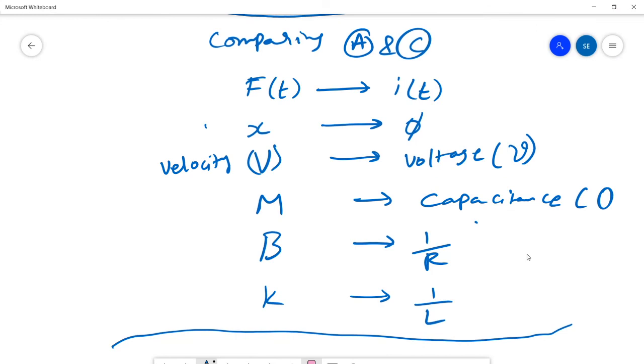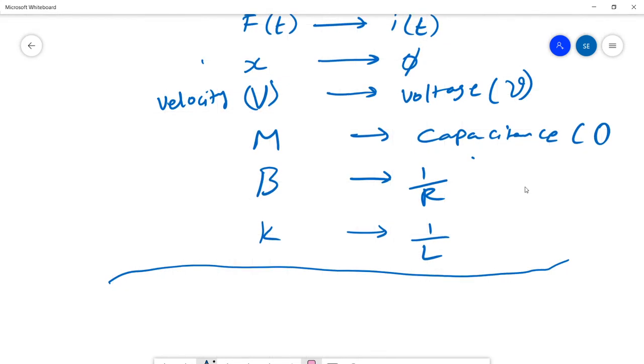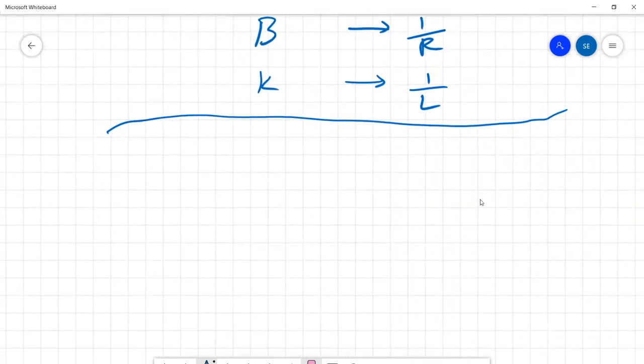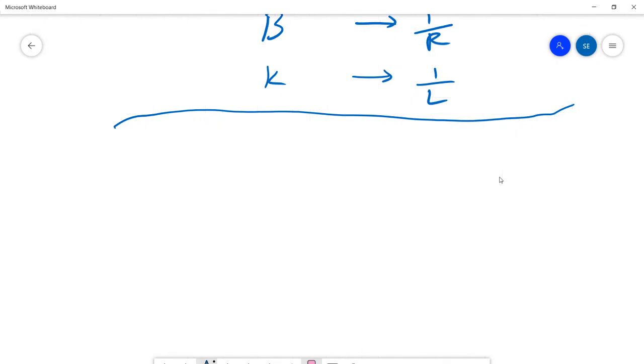If they give any problem of a mechanical system and ask you to write it in terms of an electrical system, we have to do this analogy, right? For representation sake, we need to convert mechanical elements into electrical elements. Either it could be voltage or it could be current, right? Then we have two other systems, that is torque, the mechanical rotational system.